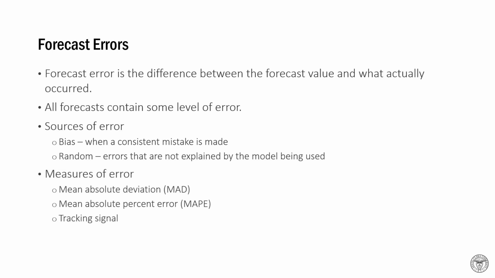To evaluate and quantify these errors, we utilize measures such as mean absolute deviation, MAD, mean absolute percent error, MAPE, and the tracking signal. The MAD offers an average of the absolute errors. MAPE provides a relative measure of error, and the tracking signal detects any bias in the forecast error over time. By understanding and scrutinizing these errors, we can improve the precision of our forecasting models, making them more effective for future predictions.